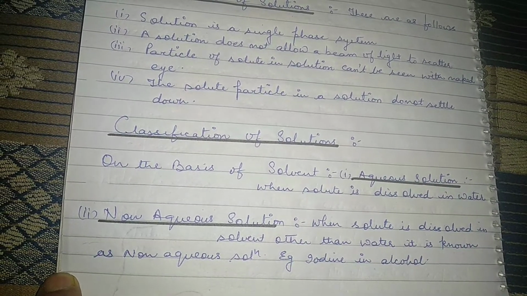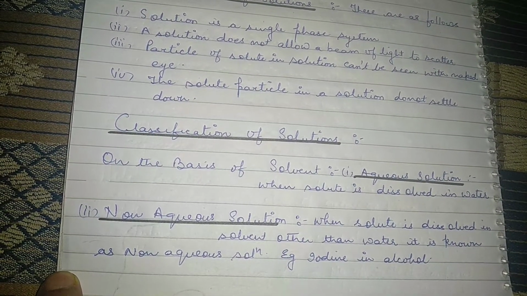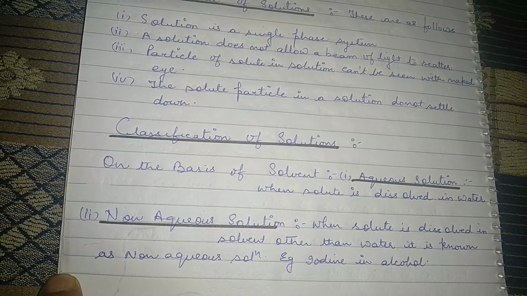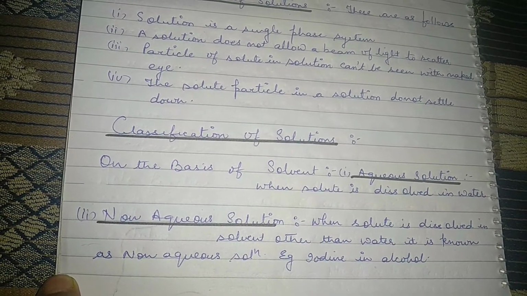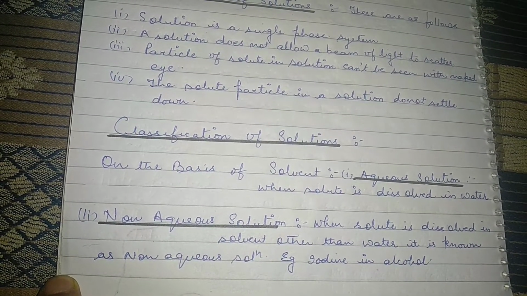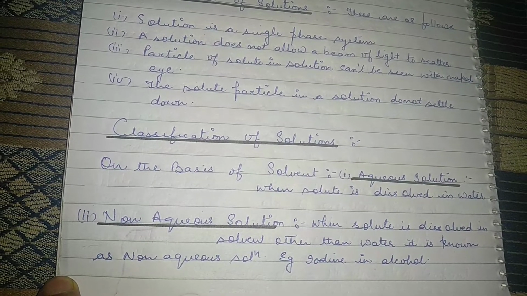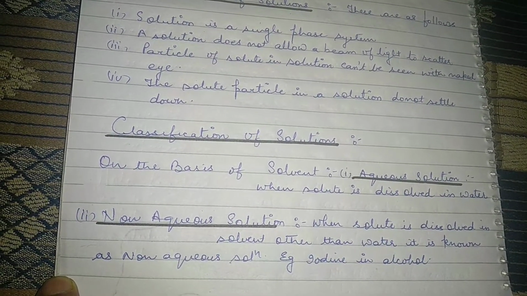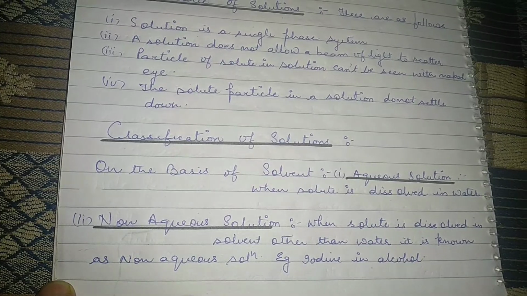When solute is dissolved in a solvent other than water, then it is known as non-aqueous solution. For example, iodine in alcohol. So any other solvent, organic solvent like alcohols, ethers, esters, so those are considered as non-aqueous solution. All right. Okay. Now moving on to the next topic.